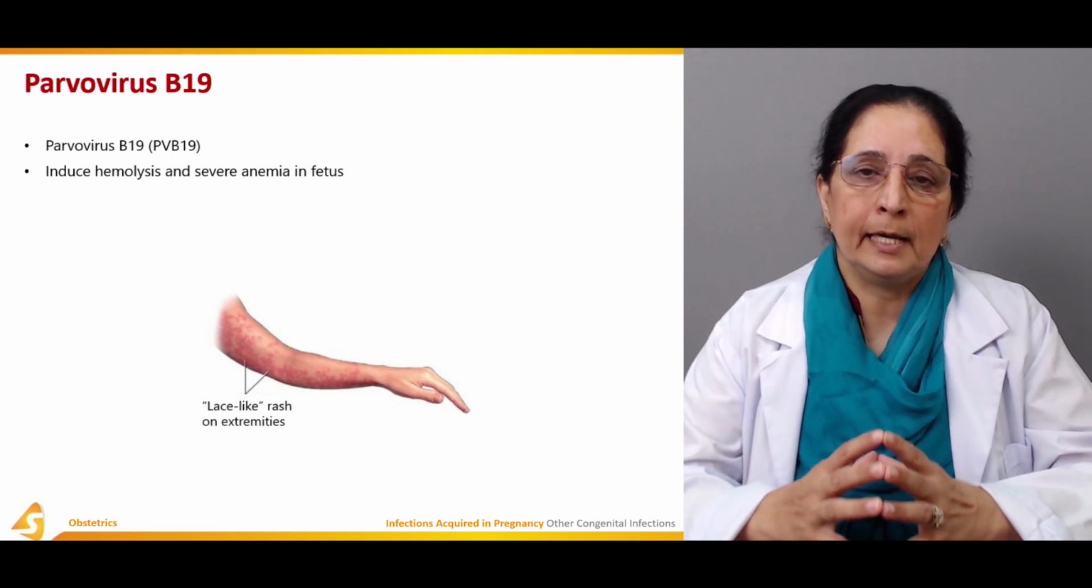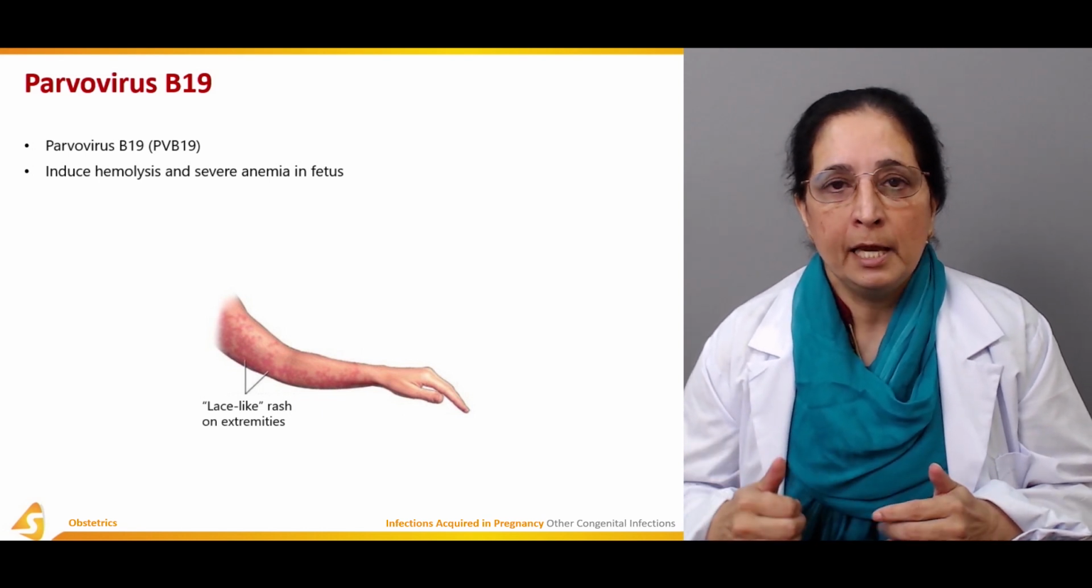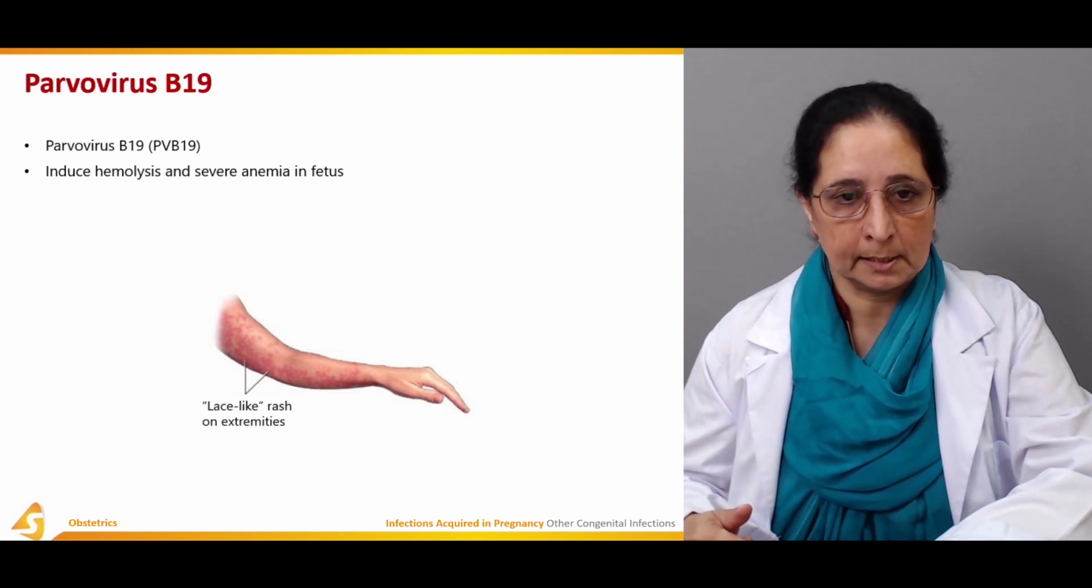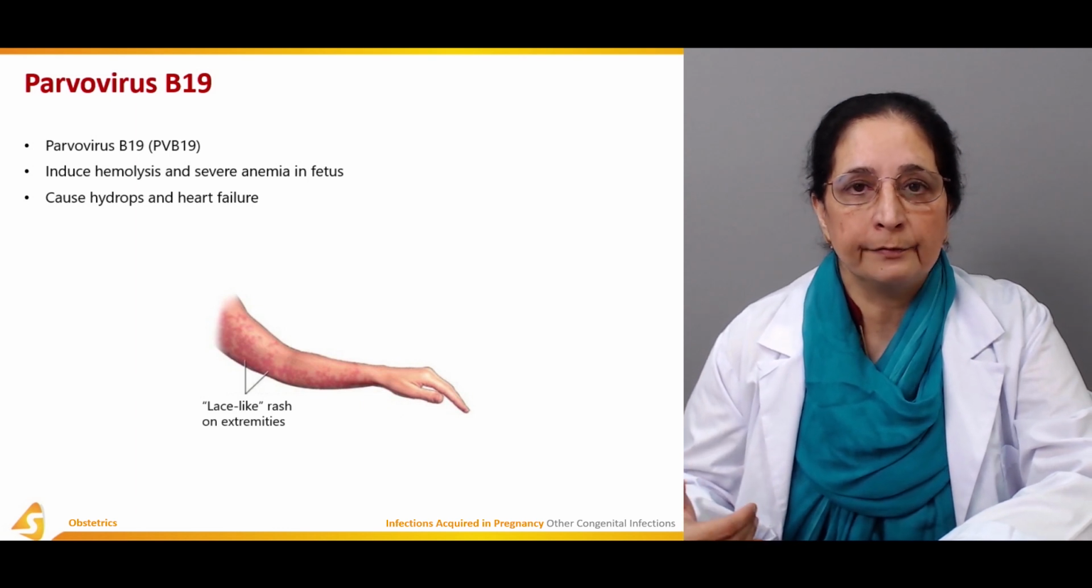So the main effect that can occur as a result of parvovirus infection is hemolysis and anemia as a result of that hemolysis. It can cause hydrops and heart failure.